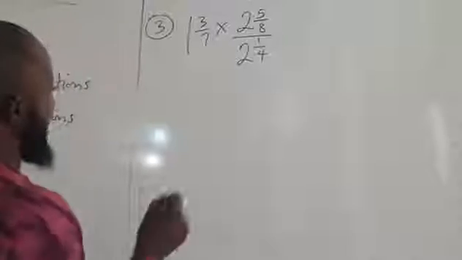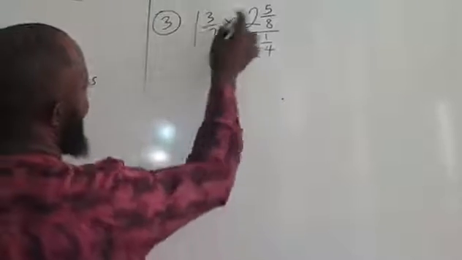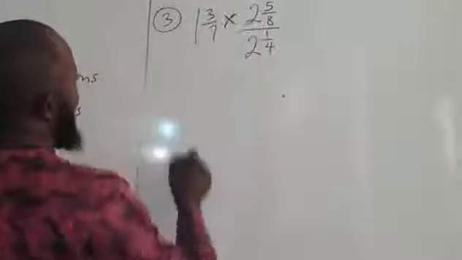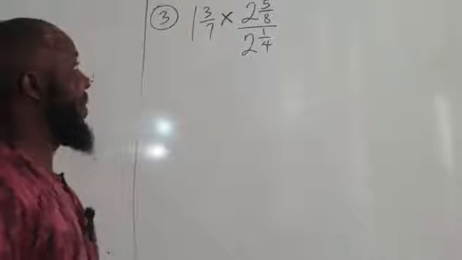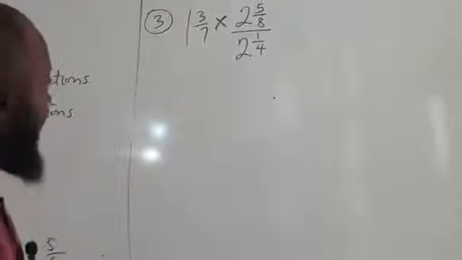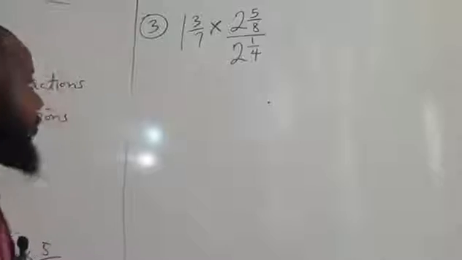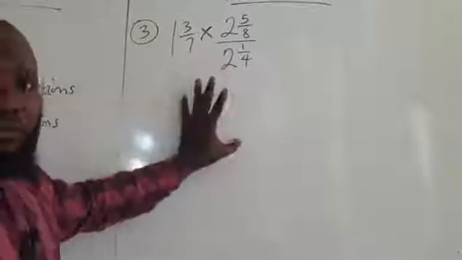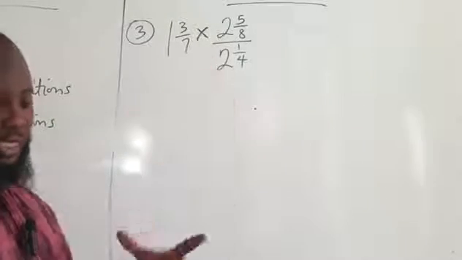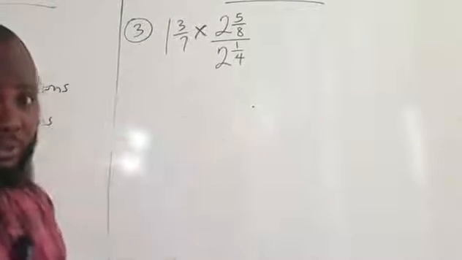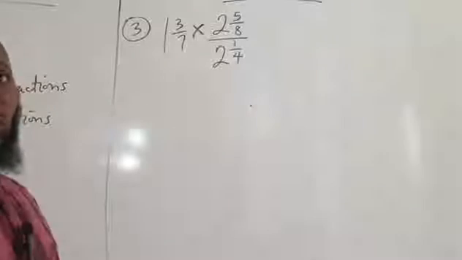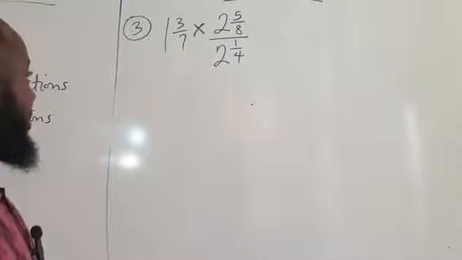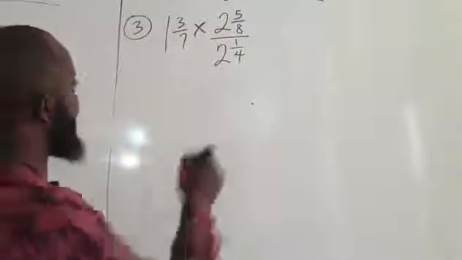This is the third example. So you have 1 whole number 3 over 7, multiplied by 2 whole number 5 over 8, divided by 2 whole number 1 over 4. You can see they are just using the arrangement of the question to distract you, to make it look very difficult. No, it's not difficult. What you are expected to do is just break things down.